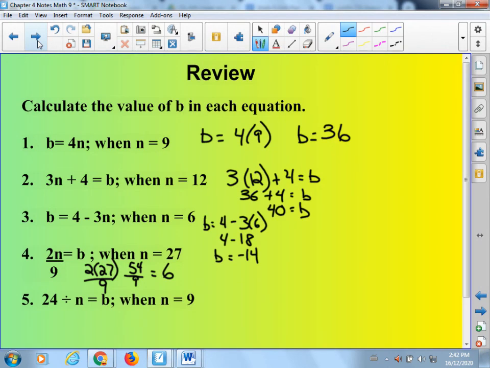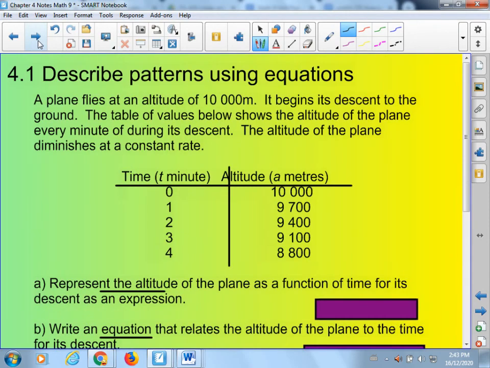And the last one, 24 divided by n is equal to b. This one is not an even number, so you're just replacing your n with a 9. So 24 divided by 9, and that actually gives you an answer of 2.6 repeating. So a lot of the questions you're going to be seeing are going to look kind of nice, but because we have already covered rational numbers, not everything is necessarily going to have a nice, clear answer, and some of them might look a little more complicated, like this last one.